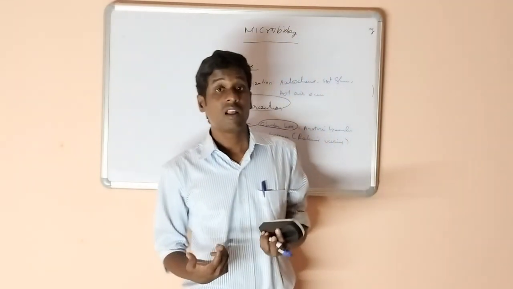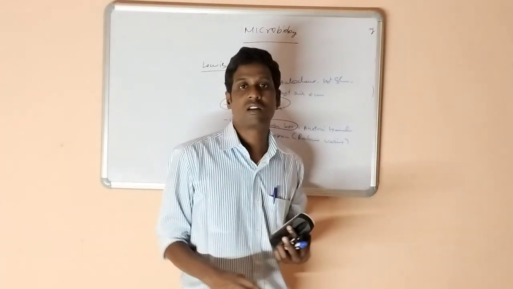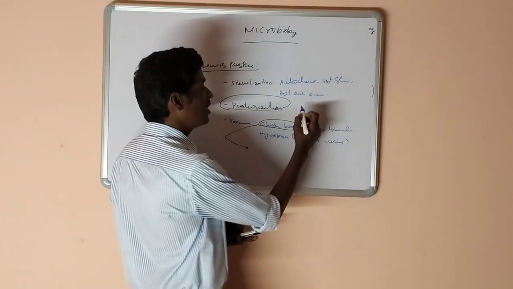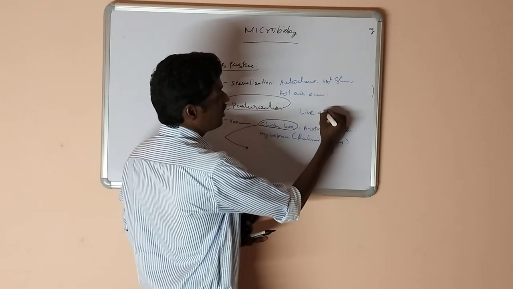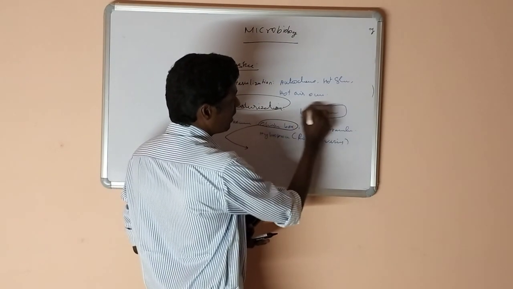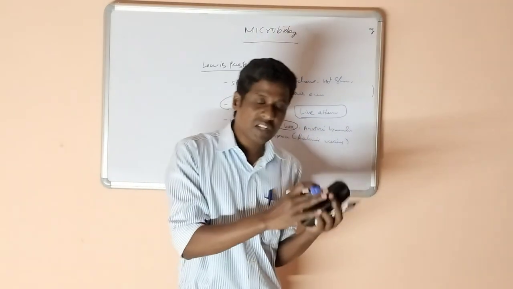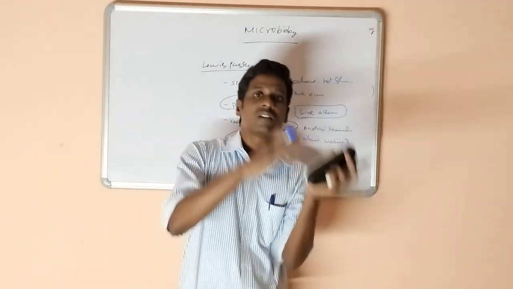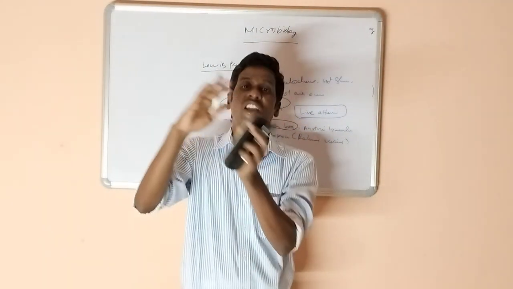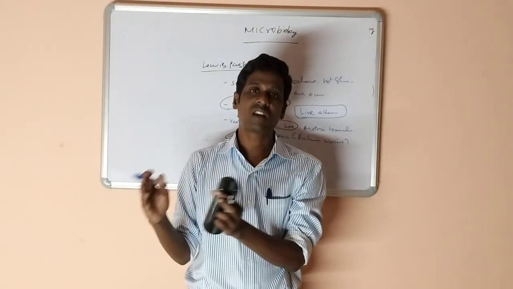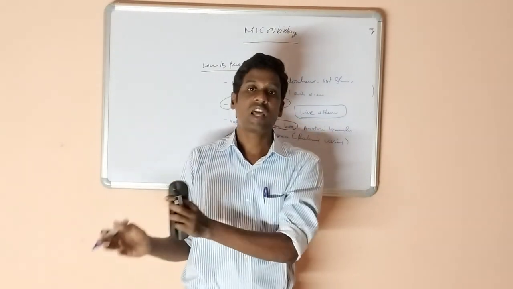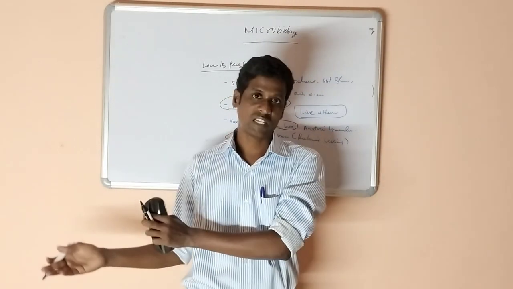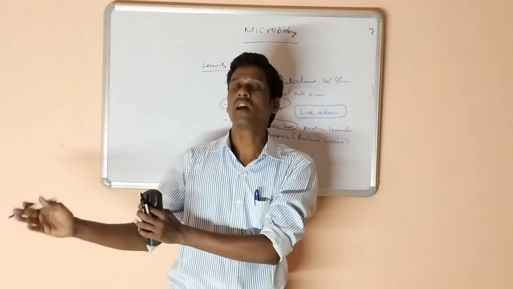Then he identified what is called attenuation. That is a live attenuated vaccine. He coined the term live attenuation. Attenuation means making the pathogenic strain non-pathogenic while it is in a living condition. That is called a live attenuated vaccine. Other vaccine types we will discuss in a later class.